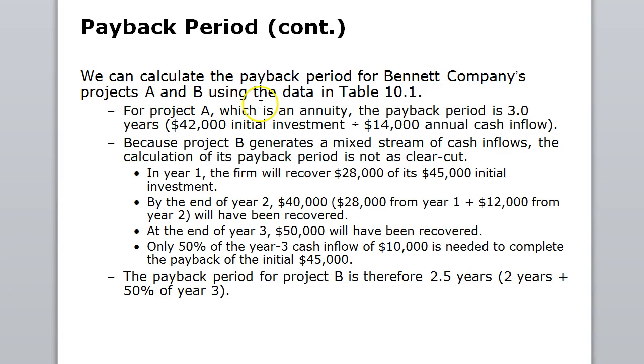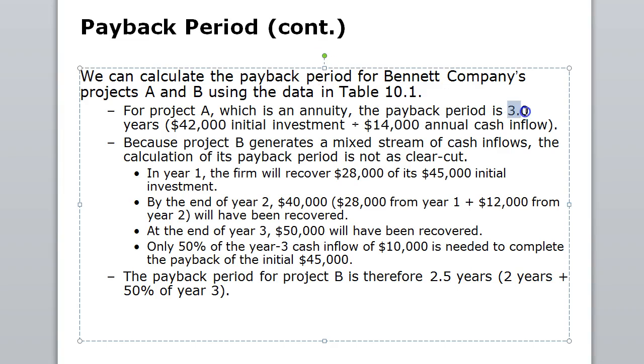Now Project A is a 3-year payback because the initial investment is $42,000 and we're going to receive $14,000 per year. If you take $14,000 times 3, you get $42,000. So it only takes 3 years to pay back my $42,000 investment if I'm making $14,000 a year. But for Project B, it takes 2.5 years to pay myself back. So the smaller amount of years, the better.